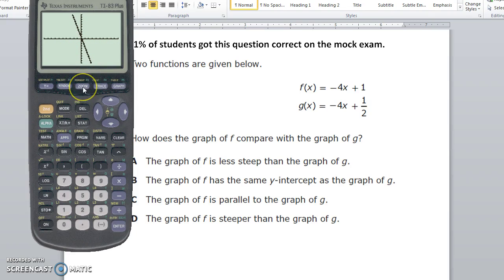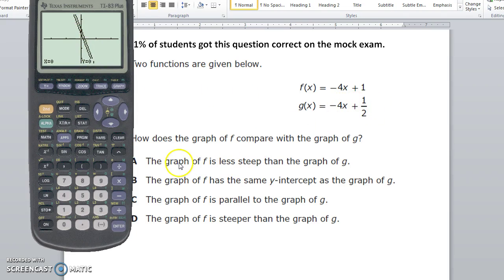So just press zoom right here. I'm going to do zoom in. That's number 2. So I'm going to press number 2, or I can use the arrow down and then press enter. I'm going to zoom in. It's going to ask where you want to zoom in. The cursor is flashing right at the origin, 0, 0. So I'm going to zoom in right there, press enter. It's going to zoom in. There's my first line. There's my second line. Now I can see this more clearly. The first line, which is right here, negative 4x plus 1. And then here's my second line, right here, negative 4x plus a half.